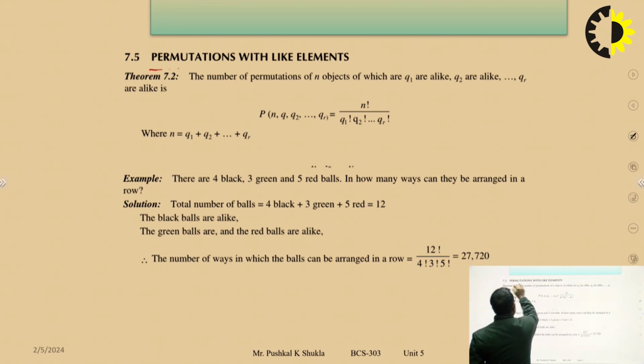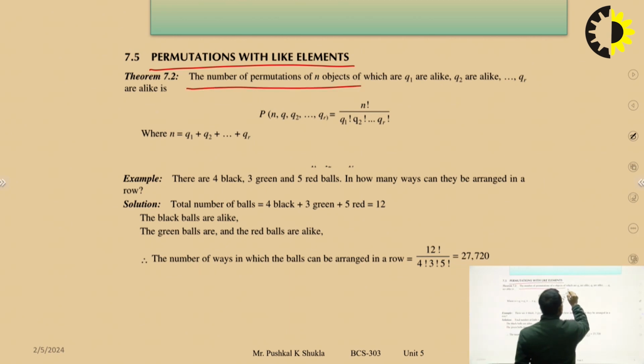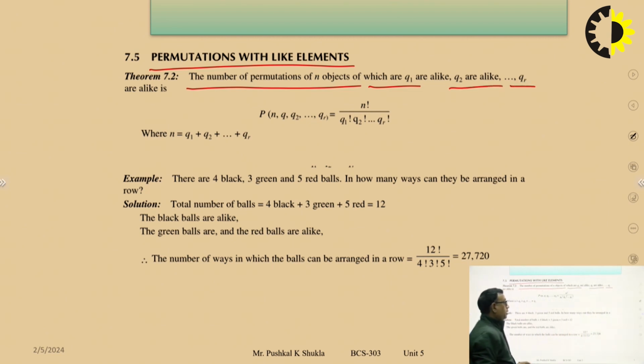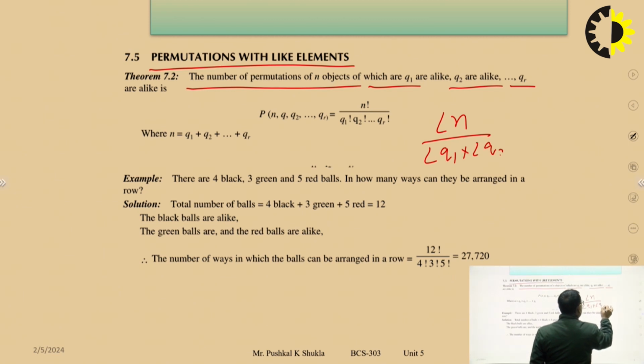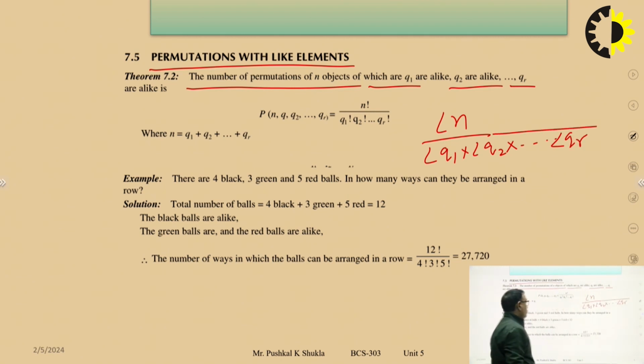Now, permutation with like elements. The number of permutations of n objects, of which q1 are alike, q2 are alike and qr are alike, is given by factorial n divided by factorial q1 into factorial q2 into factorial qr. For example, if there are 4 black, 3 green and 5 red balls, in how many ways can they be arranged in a row?